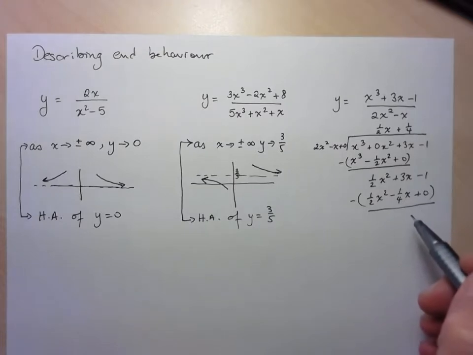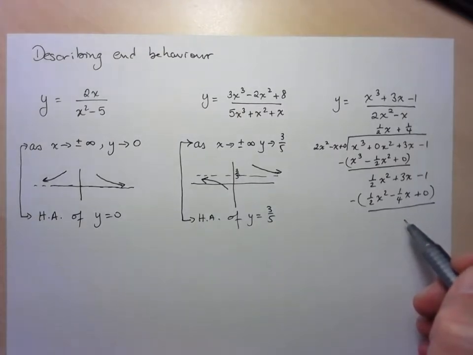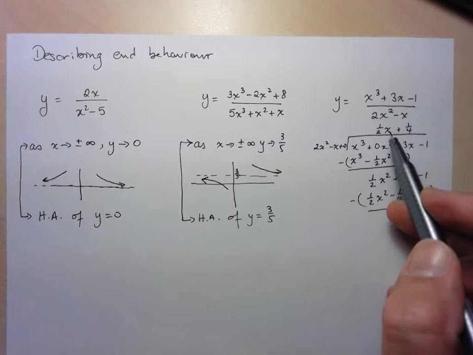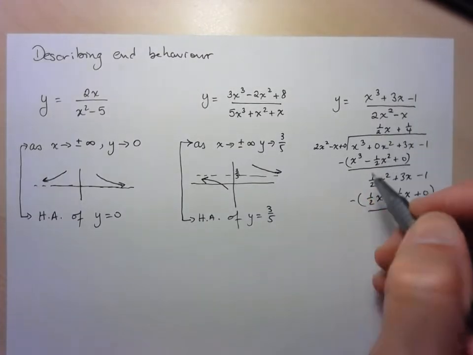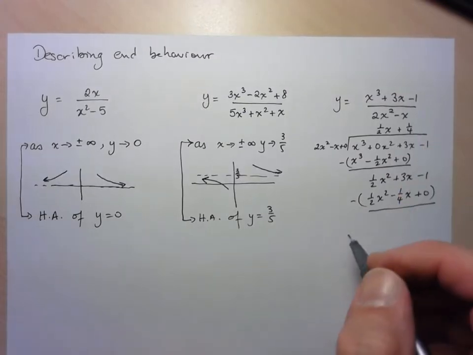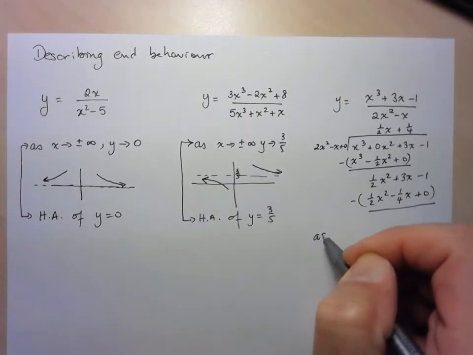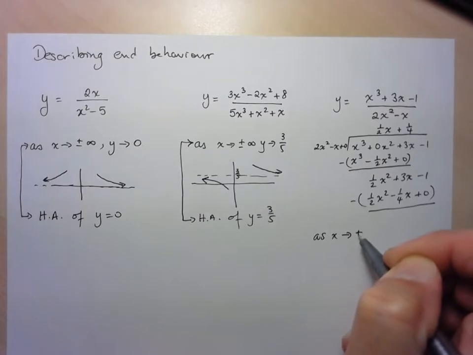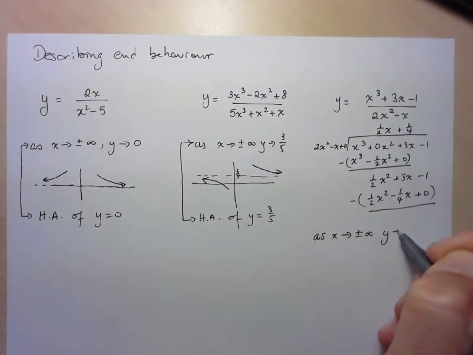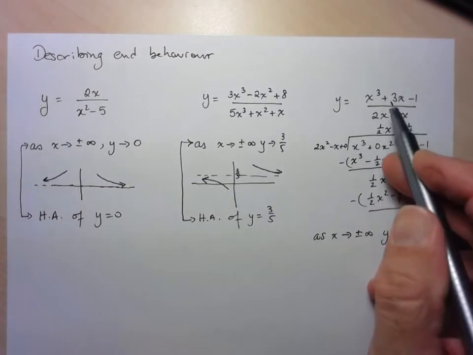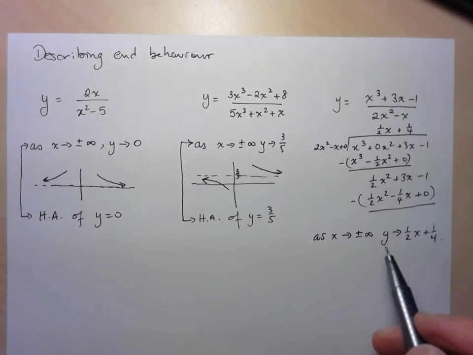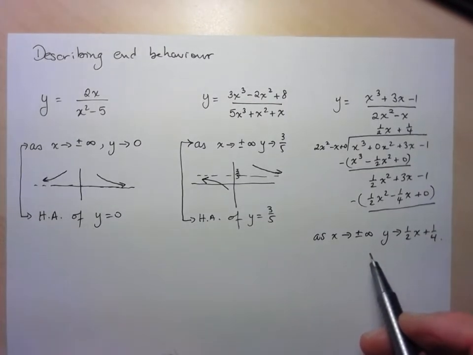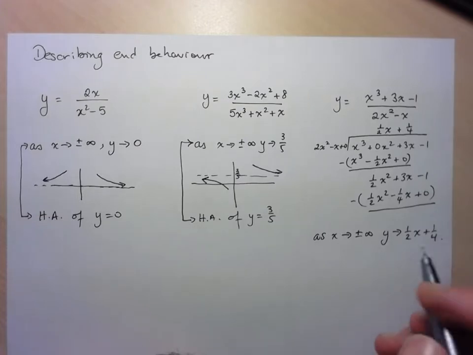I actually don't need to know the remainder in order to find the end behavior. I just need the quotient. Okay, I can certainly find it, but I don't need it. What I'm interested in is the quotient. Okay, because this means that as x approaches positive or negative infinity, y is going to approach the quotient of these two polynomials. It's going to approach the function 1/2 x plus 1/4. So this is one way of stating the end behavior.